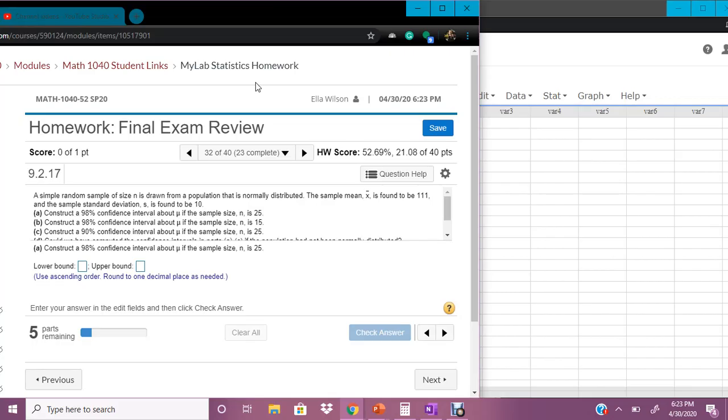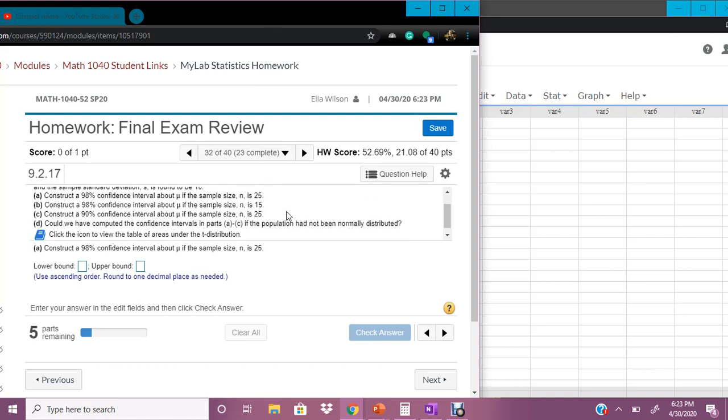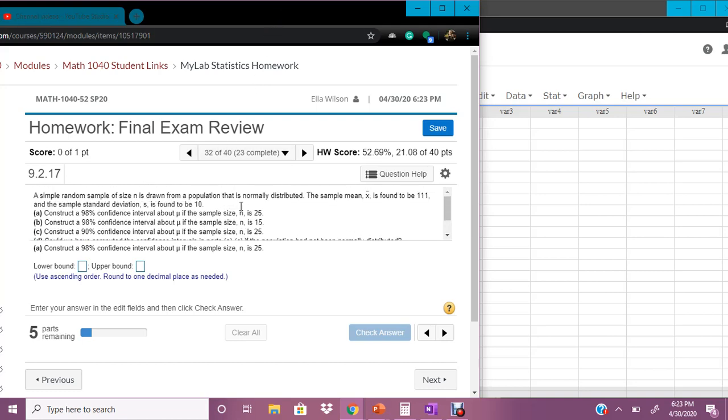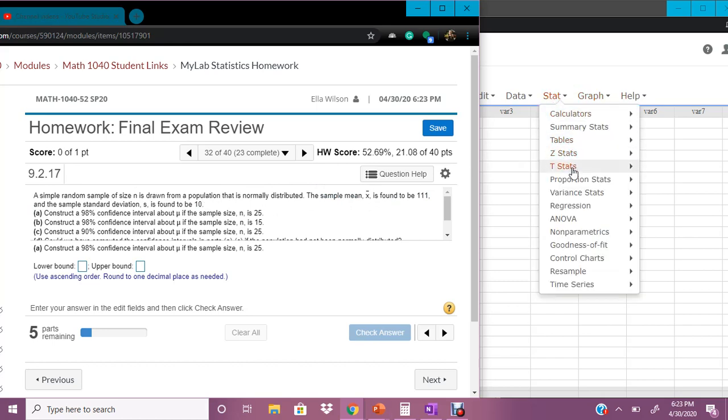Okay, so this is question 32 of the final review. This is from chapters 8 and 9. I believe it might be 10 and 11 actually. What we're looking at is that it gives us the sample mean and the sample standard deviation. When it gives us both of those, we're going to be in stats and t-stats.